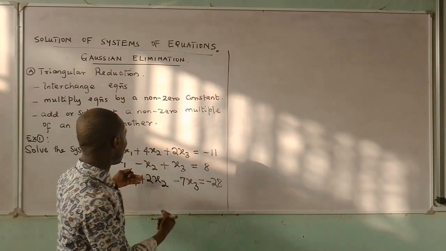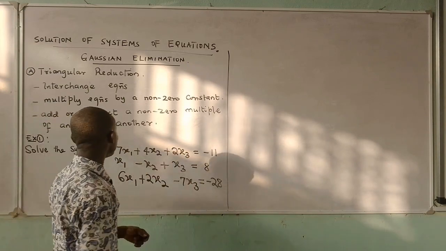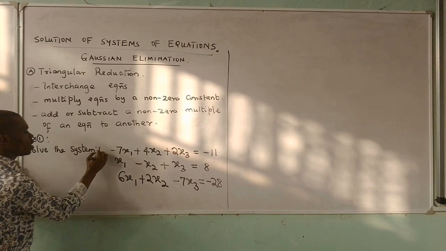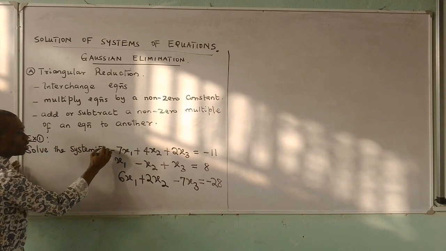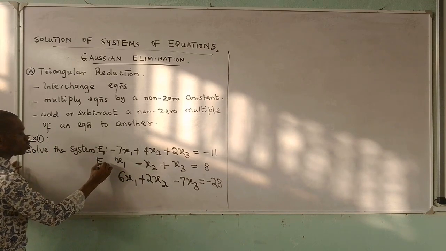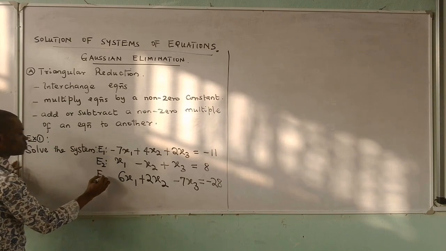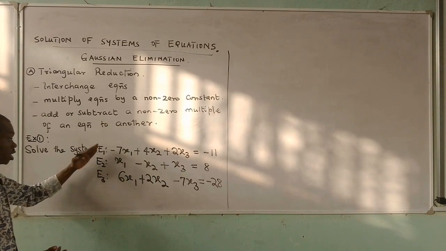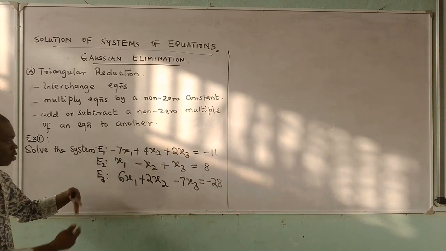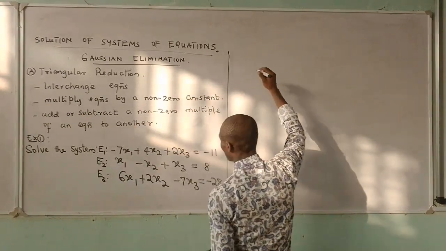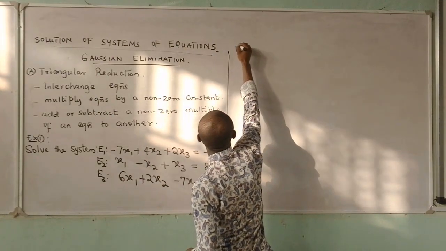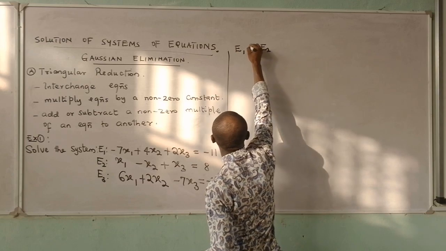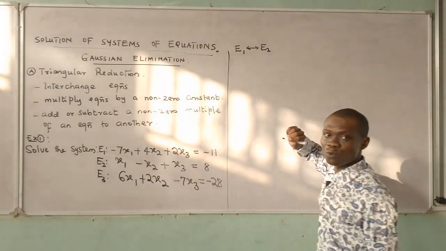So the first thing is that I would like to do that interchange. It will be good to give some nomenclature here because it will help us. Let me call these E1, equation 1, E2, equation 2, and E3, equation 3. At each point of our process, the equations might change. So let's go now. The first thing I want to do is let my equation 1 become equation 2 and let my equation 2 become equation 1.